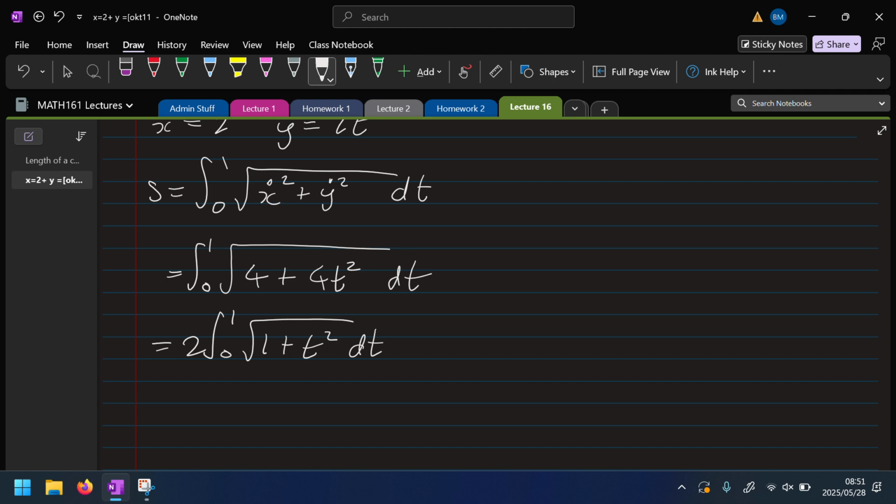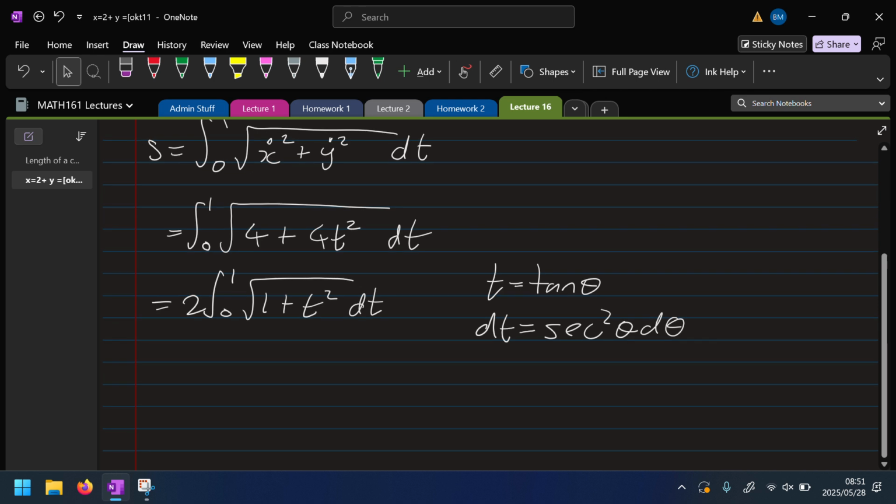Now we've got root of 1 plus something squared. We want to integrate that. Trig substitution. In this case, it's a squared plus t squared, so that will be a tan substitution. So t will be tan theta. There's nothing in front of the t. The a is just 1, so t is just tan theta. Now we need dt. dt is going to be sec squared theta d theta.